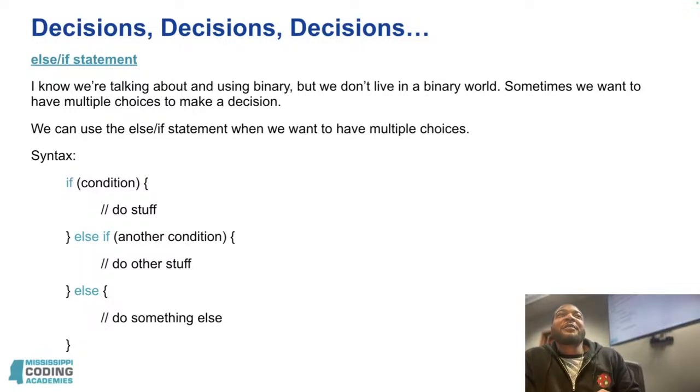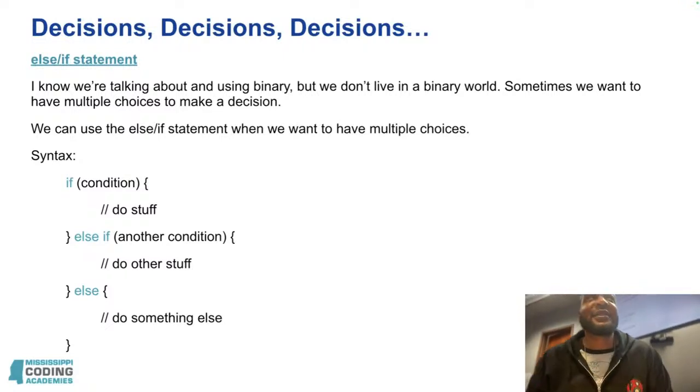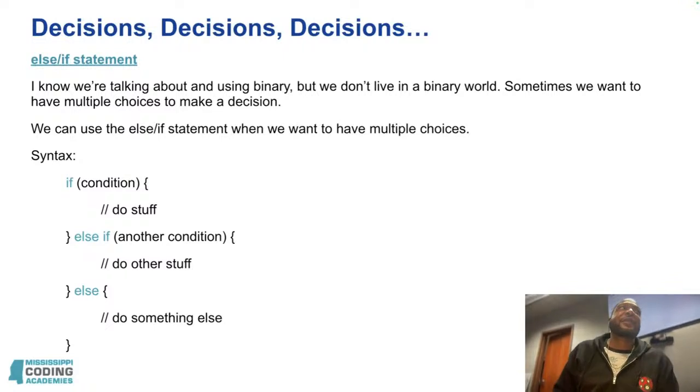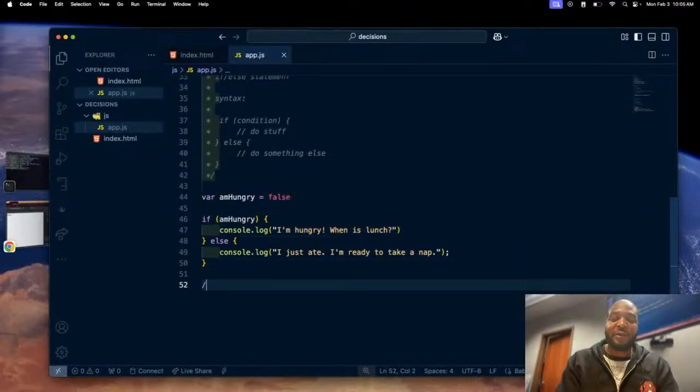Because we're talking about and using binary, right? But we don't live in a binary world. That's not the world we live in. Sometimes we want to have multiple choices to make a decision. And that is where the else if statement comes into play. The else if statement makes this even larger, a little longer, a little more complex. Let's look at the syntax of it. I'll type that here.